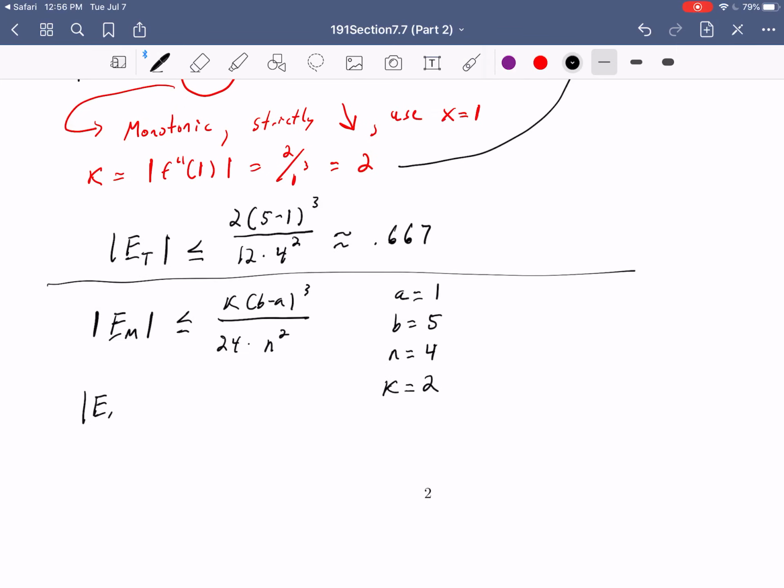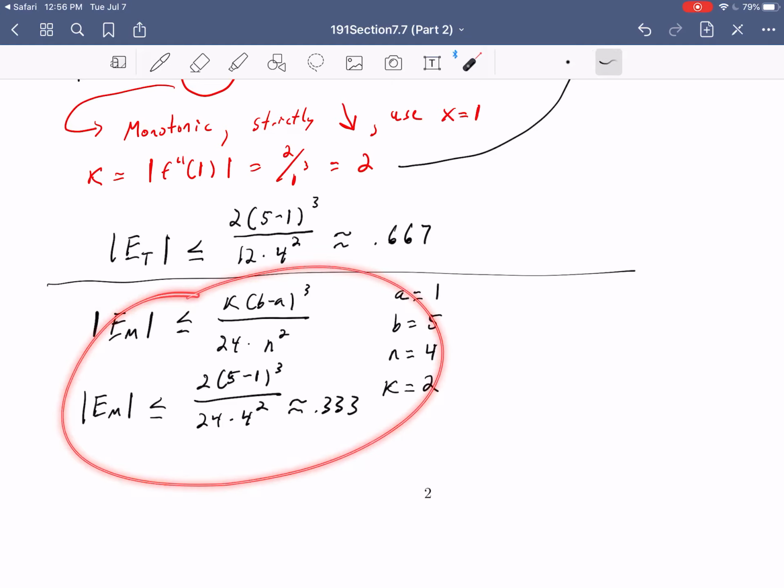So this means that the maximum error in absolute value for the midpoint rule is going to be 2 times (5 minus 1) cubed over 24 times 4 squared, which if we look at 2 times, again, 4 cubed, and then divided by 24, and then divided by 16, we should get that comes out as approximately 0.333. So you'll notice that the midpoint rule has actually got a lower maximum error, meaning that the midpoint rule cannot be as bad if it's in its worst case scenario as the trapezoidal rule.